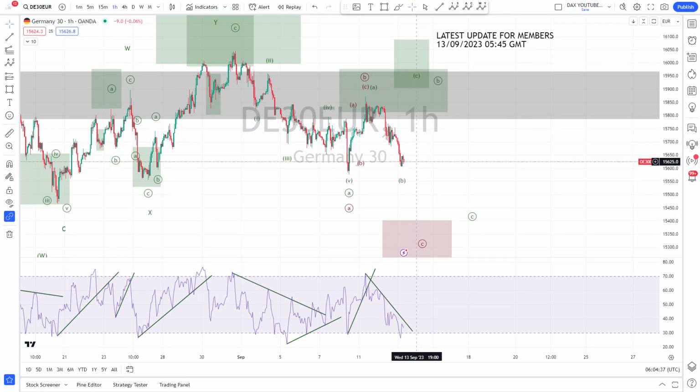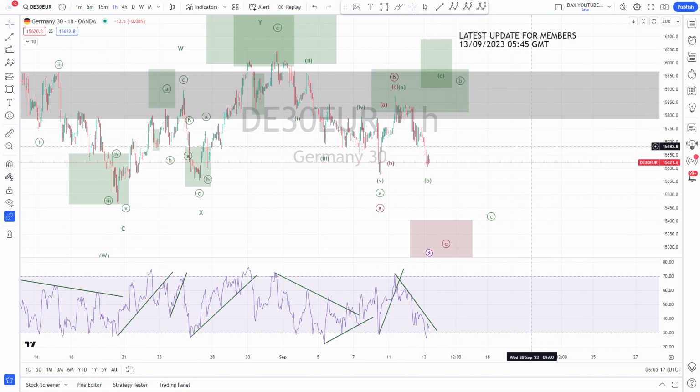But if I align with the other indices, then I would prefer another push up here as a wave B, and then we go down. But actually, we already have enough here in the DAX. This can be a correction up, A, B, C. So be it as a wave B, be it as a wave 2. So for the DAX, actually, the requirements are fulfilled for a reversal. But based on the other indices, I would expect more upside first before we are turning down.